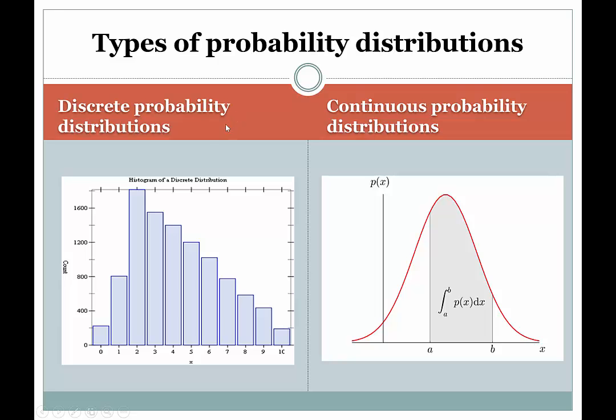A quick compare and contrast between discrete probability distributions and continuous ones. You'll notice continuous probability distributions are formed by smooth functions, right? So the graph looks like a smooth function. Discrete ones look more like these rectangular histogram-type drawings, right?